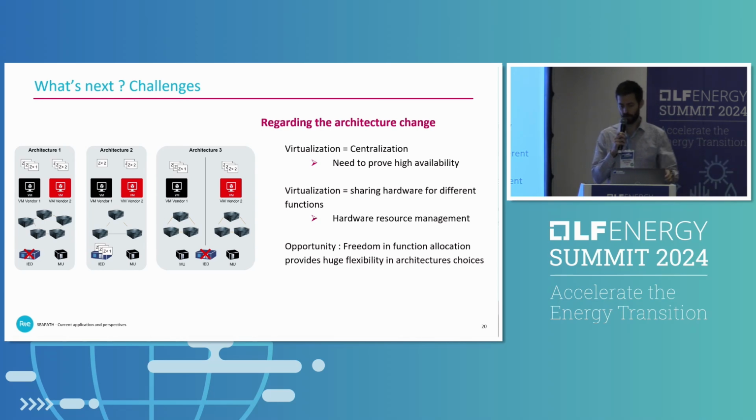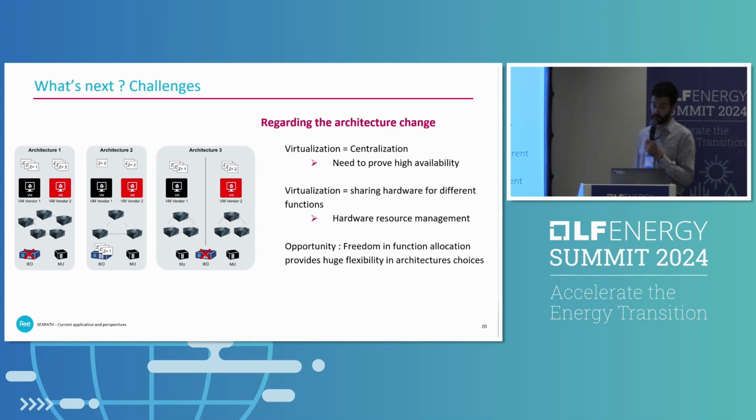That's architecture 3. So we see that as an opportunity because it's really flexible. And what I wanted to say here is that with SEAPATH, we can do that. It's adaptable. But when we do that, we centralize; virtualization means centralization. So we need, with this centralization, to have the same level of availability. So we're going to make some calculations, we're going to make some tests to prove that, and to be able to convince people internally and externally.